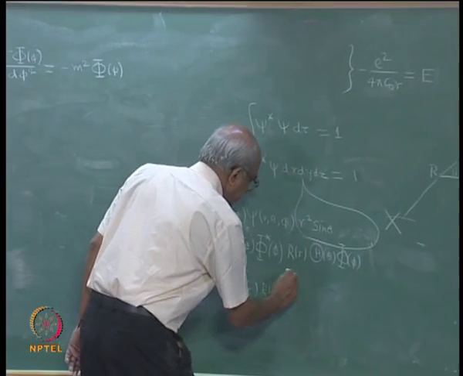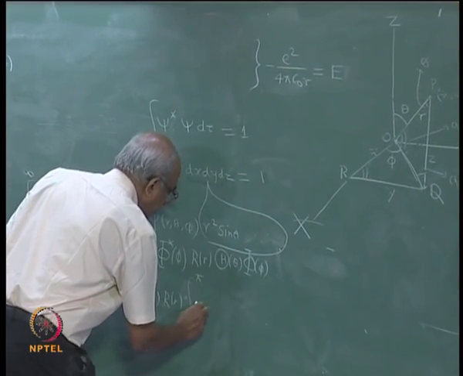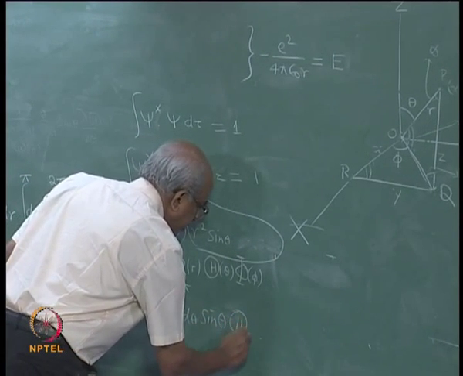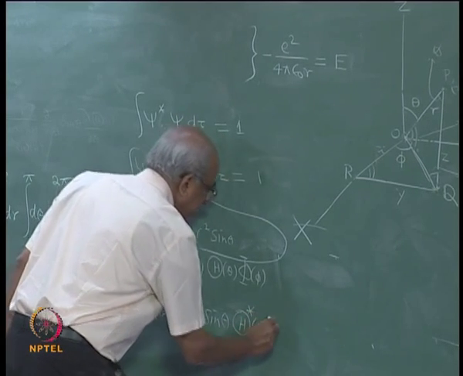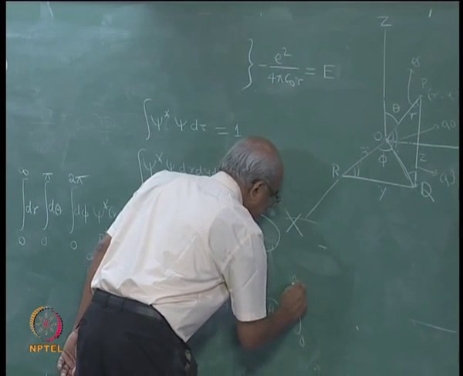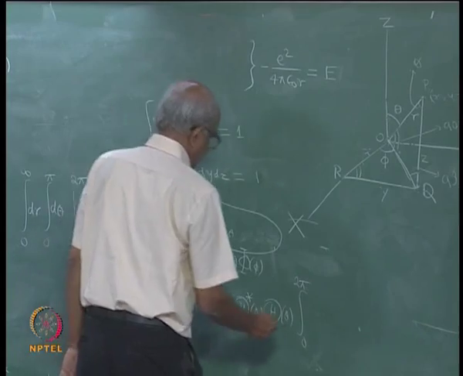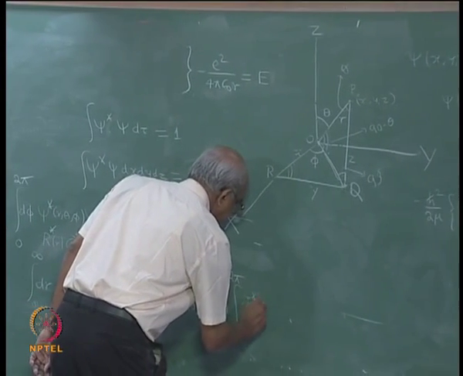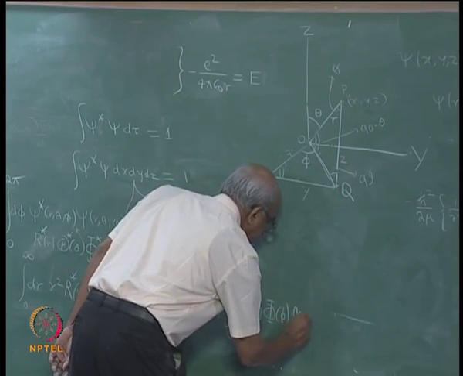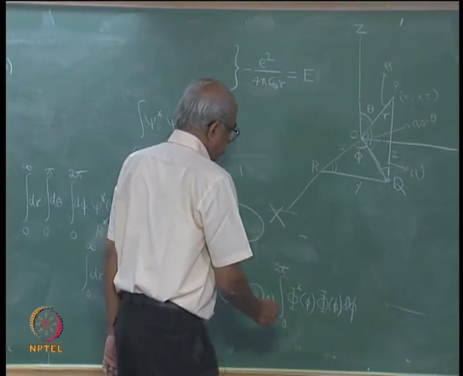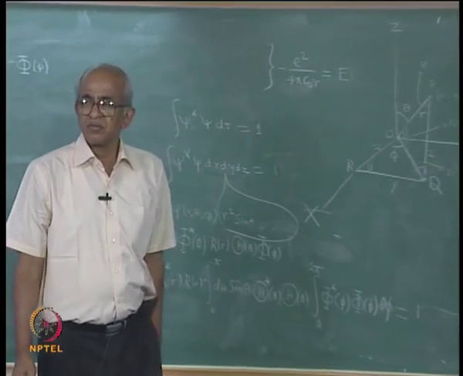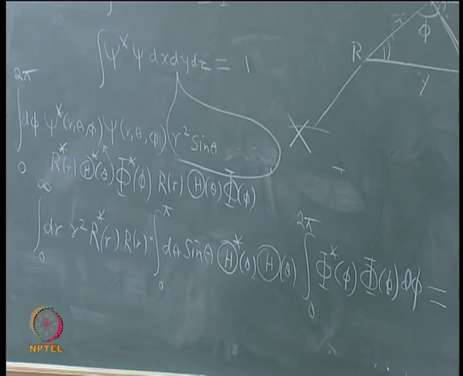Then the next integral will be integral 0 to pi d theta sin theta capital theta of theta star capital theta of theta, and integral 0 to 2 pi capital phi star phi capital phi of phi d phi, and this must be equal to unity, correct. This is the normalization condition.